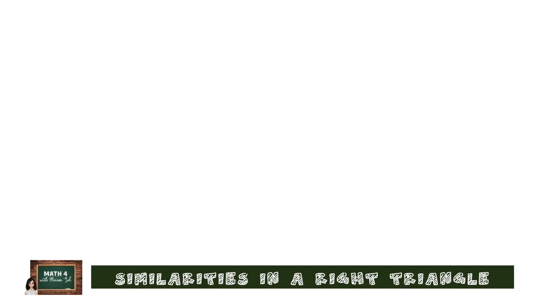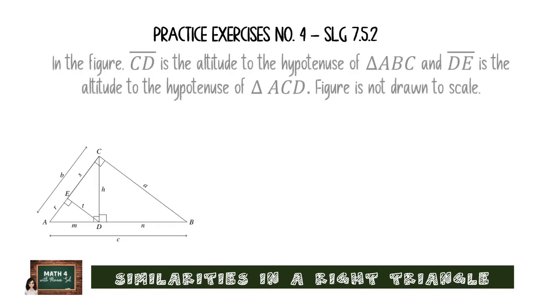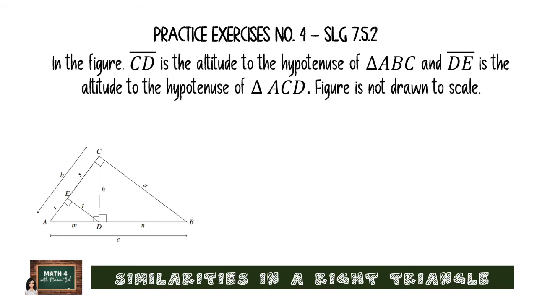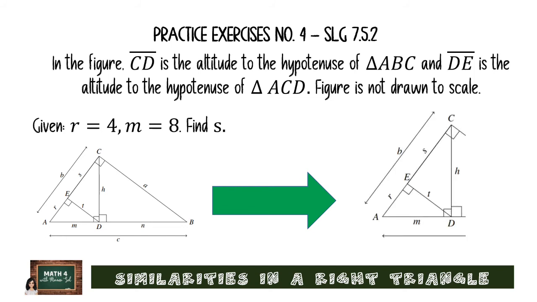Let's have one more practice problem. Let's do item number 4 from your SLG 7.5.2. The problem reads, in the figure, segment CD is the altitude to the hypotenuse of triangle ABC, and segment DE is the altitude to the hypotenuse of triangle ACD. The figure is not drawn to scale. We are now given R is equal to 4 and M is equal to 8, and we are going to find S. From the original triangle, we will again extract the triangle that involves R, M, and S. That still is triangle CAD. R and S are segments in its hypotenuse, and M is the leg adjacent to R.